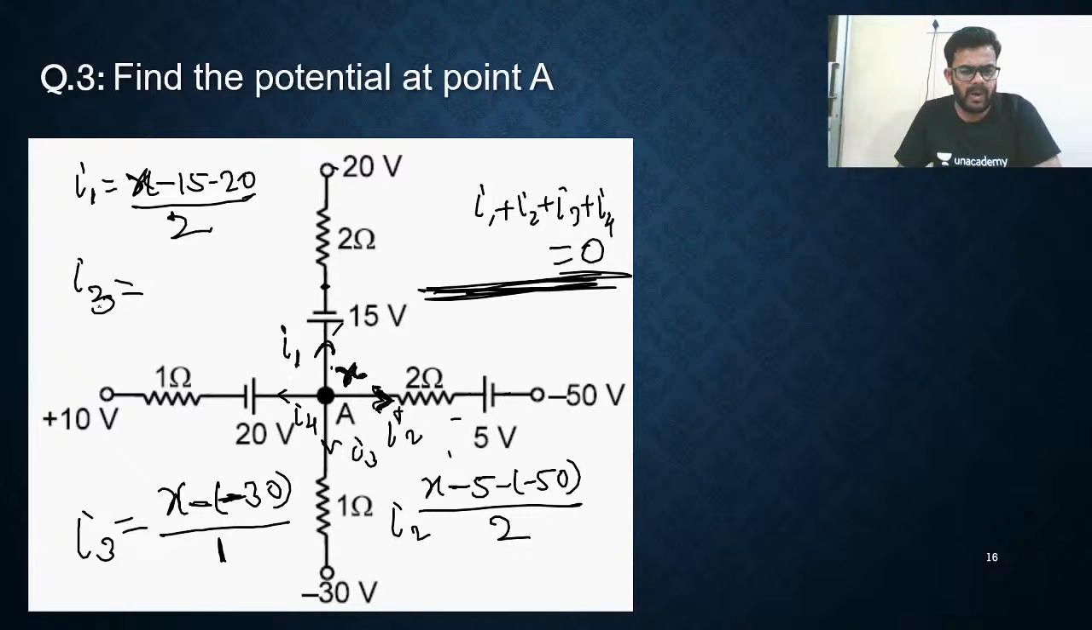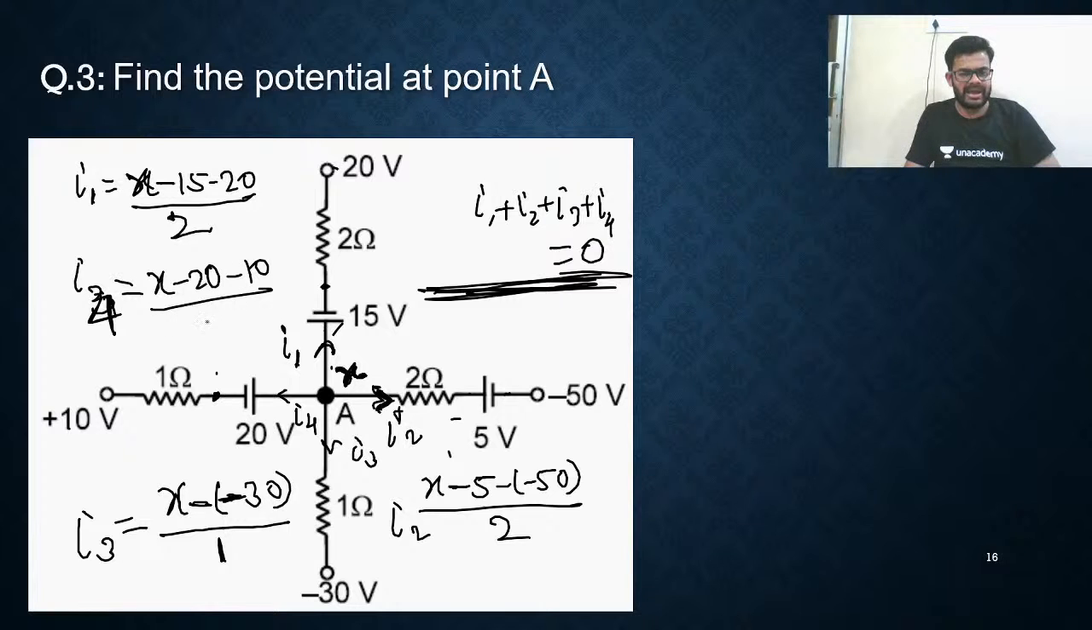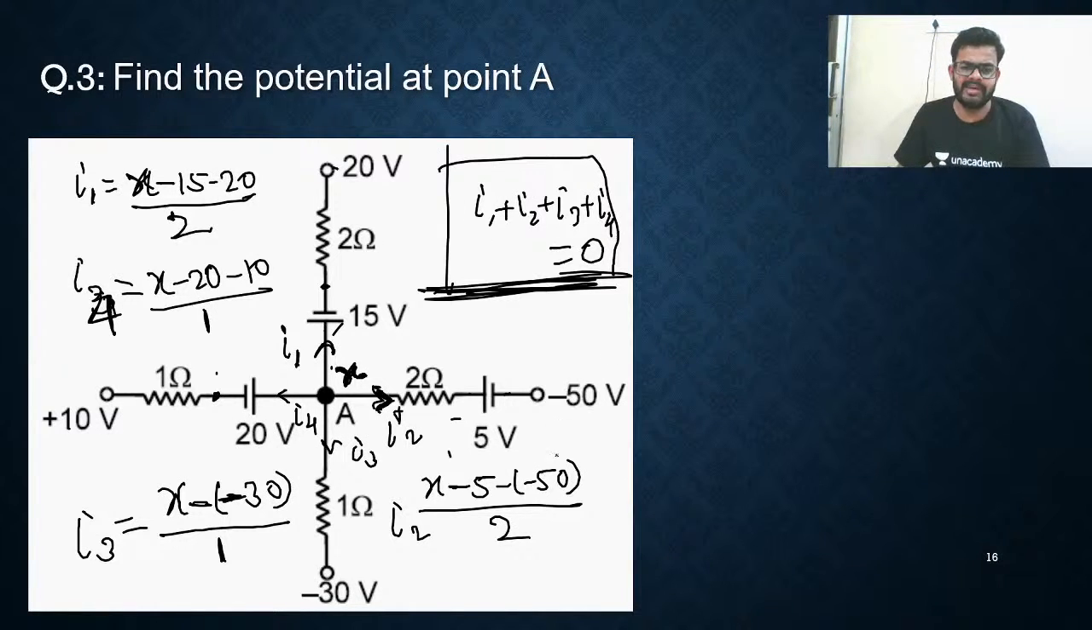And now for I4, you will write this branch. Come from here to here. As you come this side, this is X, here 20 volt is decreasing, so minus 20, and here minus 10. X minus 20 minus 10 divided by its resistance, which is 1 ohm. Just put all these values in this equation and you'll get the value of X.